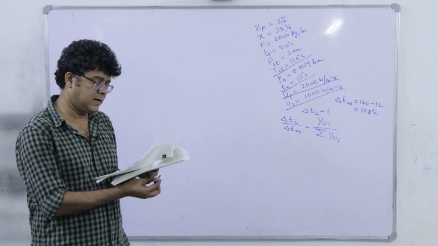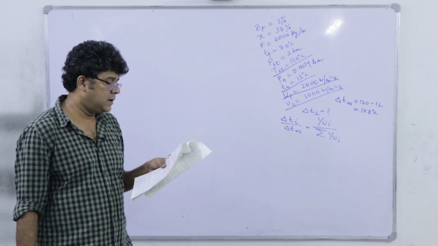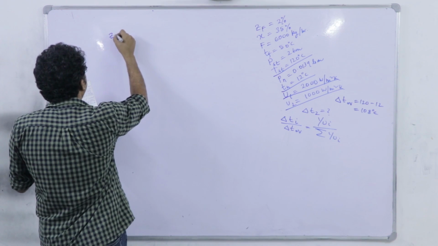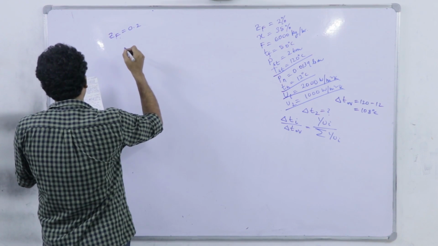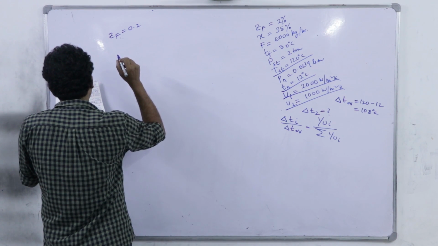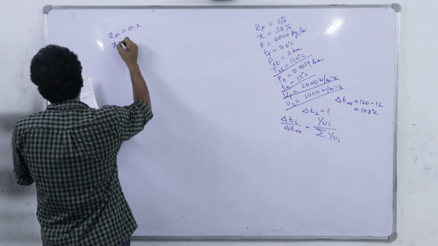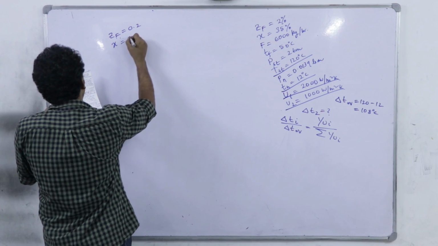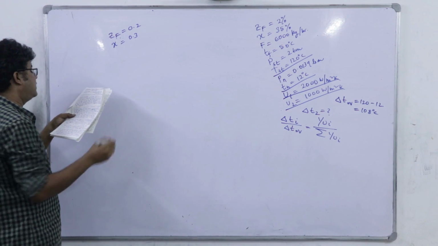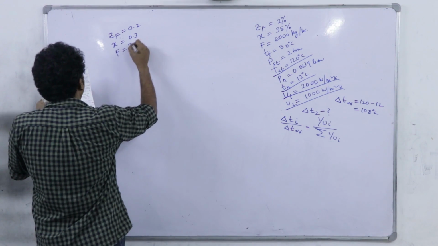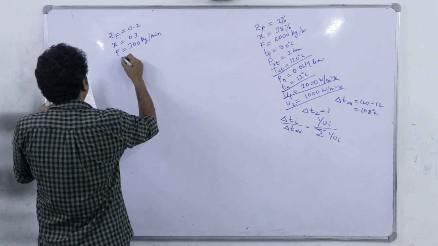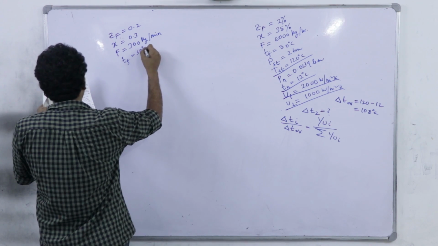So, another problem on evaporator, it is a 2004 GATE problem. It is desired to concentrate a 20% salt solution. So, ZF is 0.2, let us directly write in mole fraction or mass fraction, to X equal to 0.3 in an evaporator. Consider a feed flow rate of 300 kg per minute at Tf equal to 30 degrees Celsius.